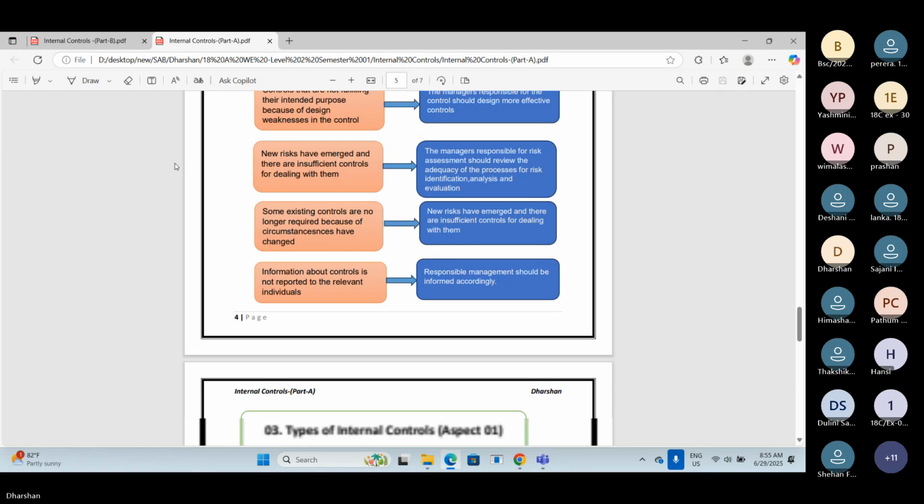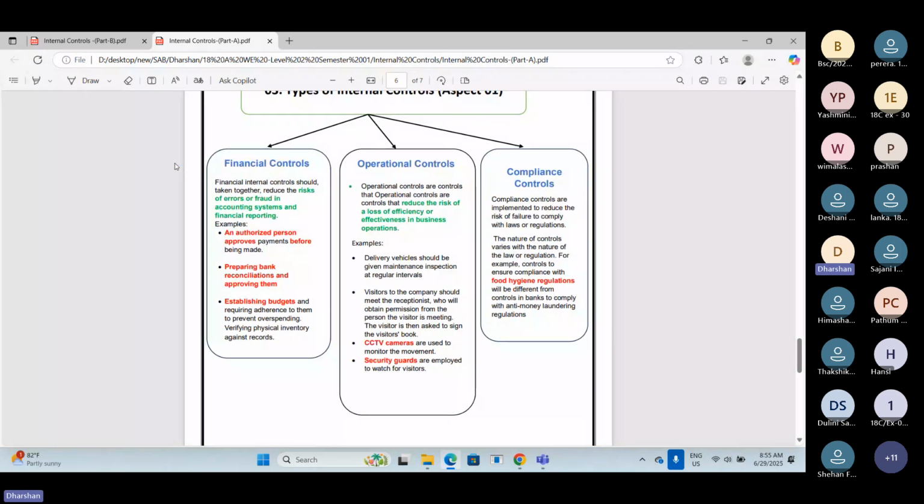And the third topic, we discussed the types of internal controls. There are two aspects, aspect 1 and aspect 2. Under the first aspect, we discussed financial control, operational controls, and compliance control: what is meant by each, with examples. In this topic, you should remember the definitions of financial control, compliance control, and operational controls, and the examples also. That is aspect 1.